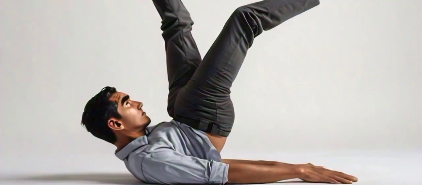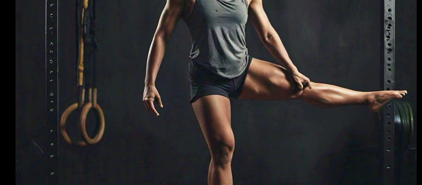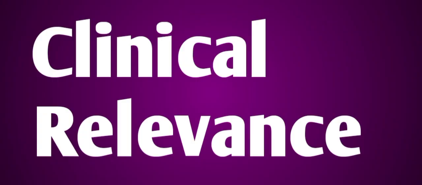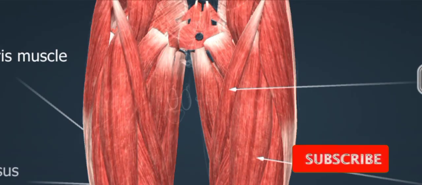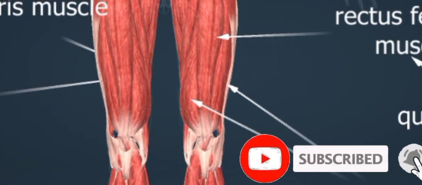Stretching the hip flexors can enhance flexibility and function. Lateral leg raises: standing or lying on your side and lifting the leg away from the body to engage the sartorius. Clinical relevance. Injury.